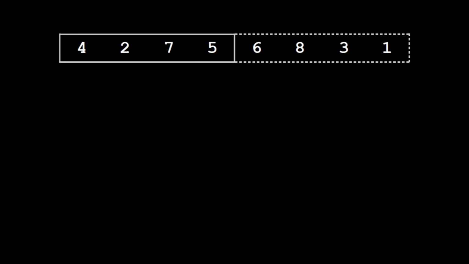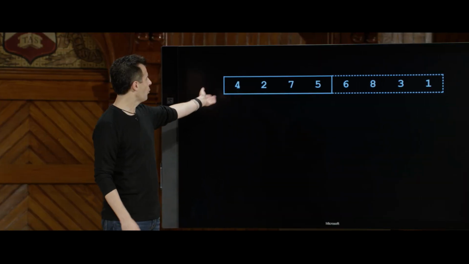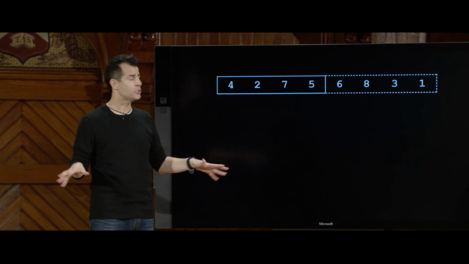So here's my array. Just like the phone book, that example got us pretty far in the first week. Let me do half of the problem at a time and then combine my answers. So here's an array: 4, 2, 7, 5, 6, 8, 3, 1, randomly sorted.